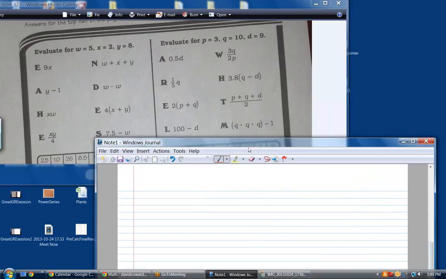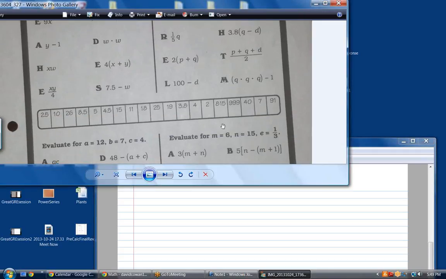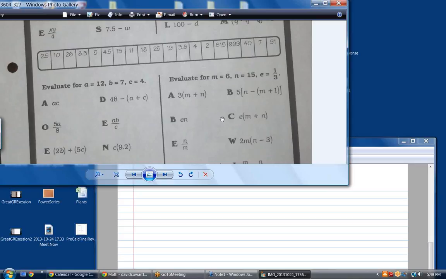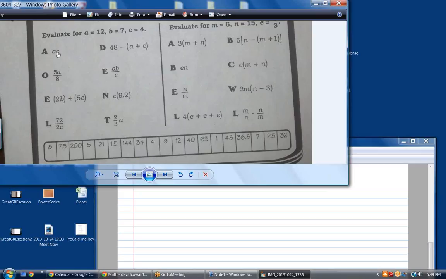Okay, so what's q times q times q minus 1? 999. Good. And then we have A. Okay, 0.5. 0.5. Is this one? Yeah.